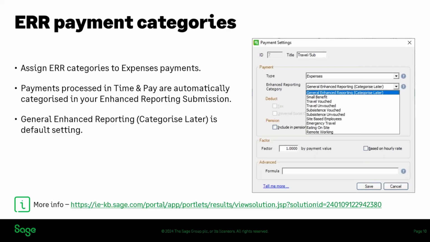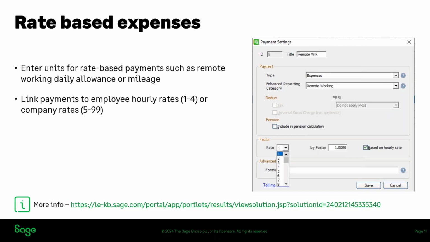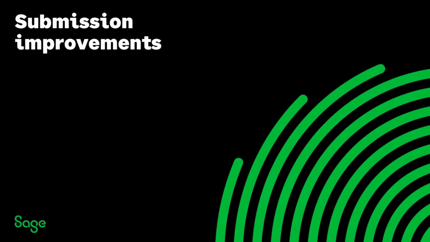Just to recap some of the changes we've just shown you, we've got the payment categories linked to the payments now. So you'll see in the next demo that they are automatically categorized in the submission. And we also had a couple of rate-based payments that can either be linked to employee hourly rates, rate 1 to 4, or company rates 5 to 99. So next up, we're going to look at the submission process, and we're going to see how some of the earlier improvements feed through to this process.